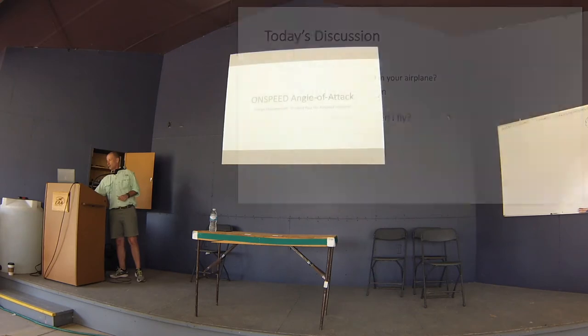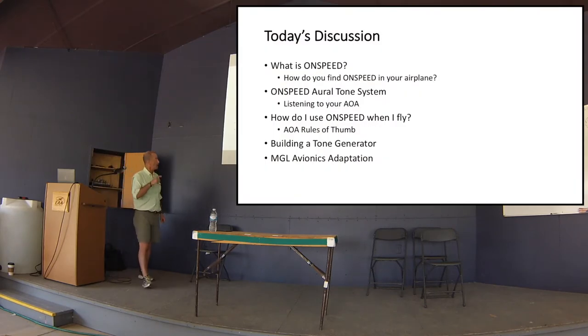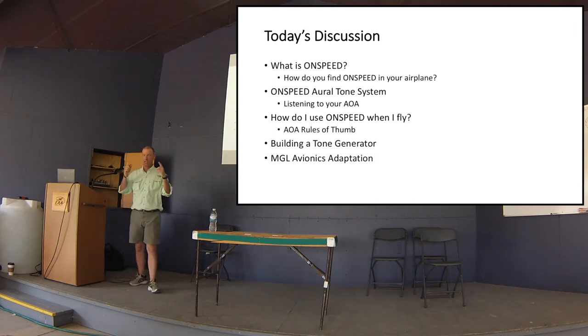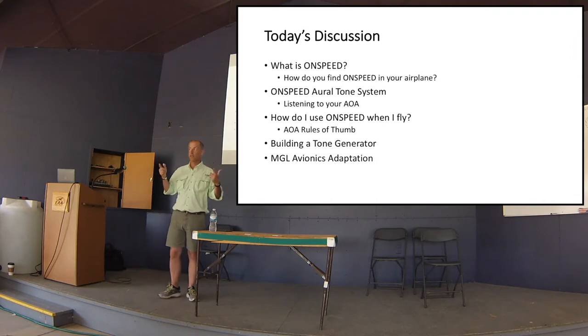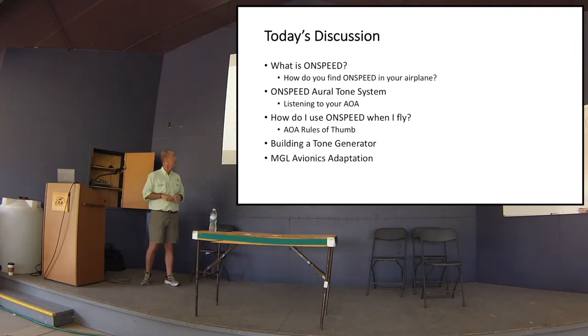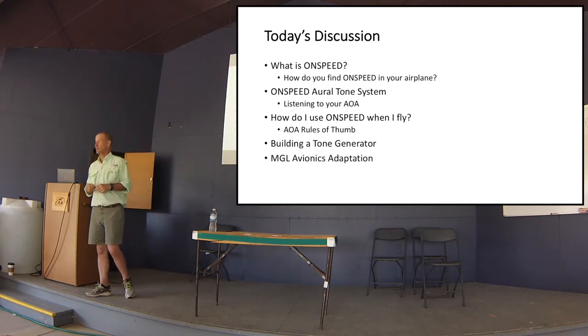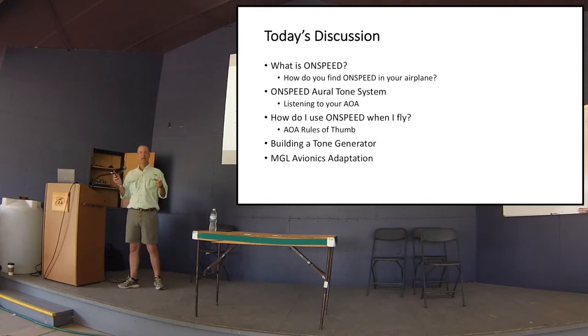Today we're going to spend a little bit of time talking about what on-speed is, how to find it in your airplane. Then we're going to talk about a positive feedback mechanism that allows you to hear your angle of attack, so you don't have to actually look at anything in the cockpit. And then we're going to discuss some rules of thumb, how you can fly the backside of the power curve using your angle of attack, pretty much in lieu of airspeed. And then we'll talk about how to build a little tone generator if you're interested in a project like that. And then Cecil's going to talk about MGL avionics, because they've already taken some of this logic and put it into their software system. So that's what we're going to talk about today.